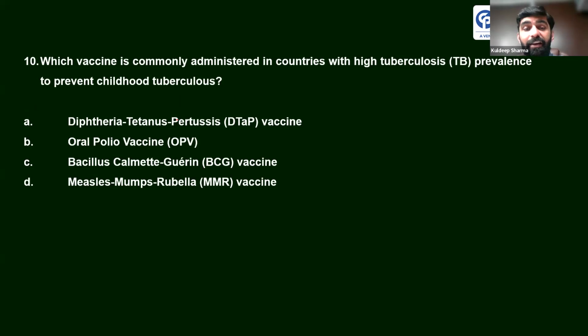Next, which vaccine is commonly administered in countries with high TB prevalence to prevent childhood tuberculosis? You have to tell me the name of the TB vaccine which is used to reduce the cases of childhood tuberculosis. Is it the diphtheria, tetanus, pertussis vaccine, DTP vaccine? Is it the OPV vaccine or oral polio vaccine? Is it the BCG vaccine or Bacillus Calmette-Guerin vaccine? Or is it the measles, mumps, rubella vaccine or MMR vaccine? So answer here is Bacillus Calmette-Guerin. Calmette and Guerin were the names of the two people who invented this vaccine. And this vaccine is also used to treat leprosy patients.